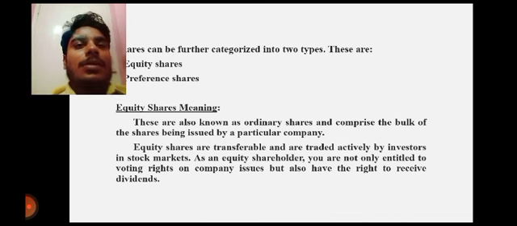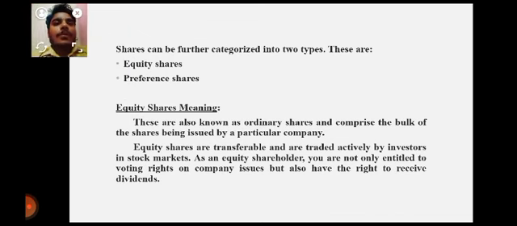The shares can be divided into two types: equity shares and preference shares. First, we are going to discuss equity shares.